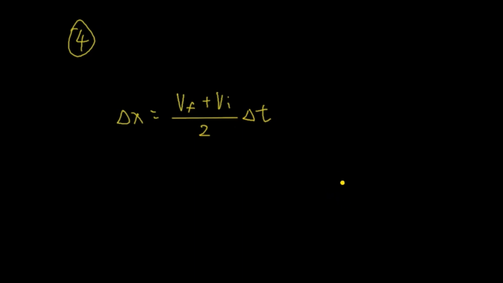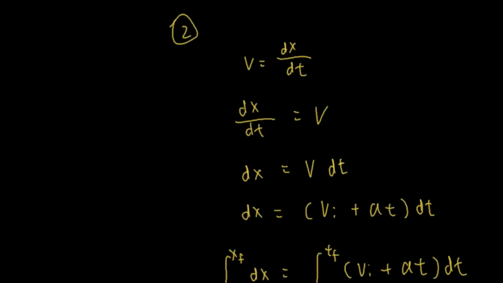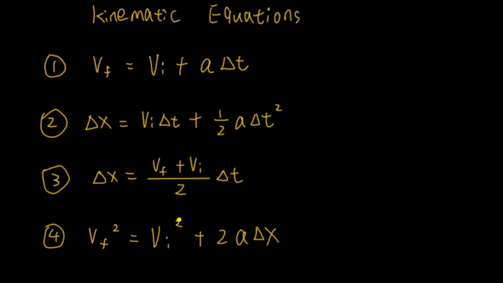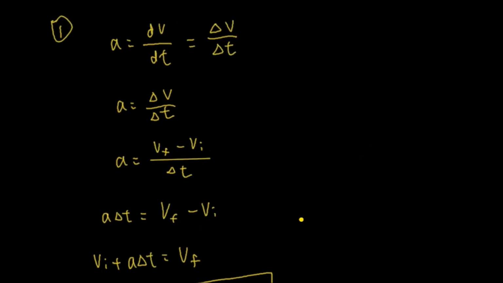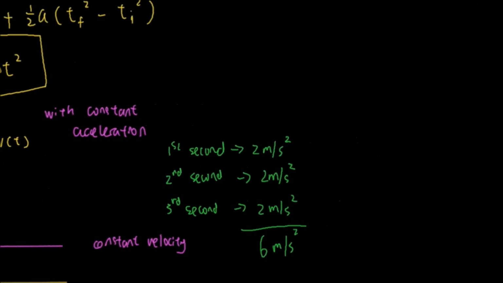Okay, so let's look at equation number 4. We start with this. Delta x, the third equation, V sub f plus V sub i divided by 2 times delta t. Okay, but we need to isolate V final. So what can we do? From the first equation that we did, the proof, we know that acceleration is V final minus V initial over delta t. So over here, this one here. So let's utilize this.